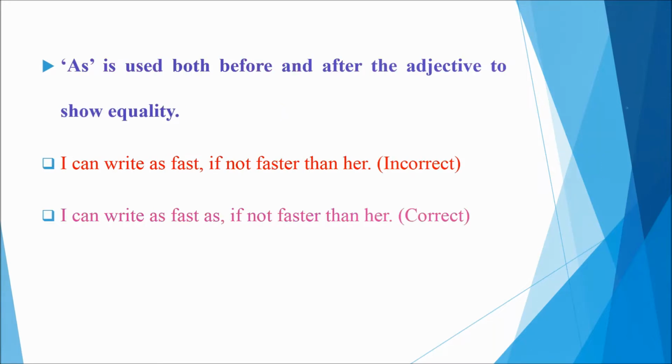The next rule is that as is used both before and after the adjective to show equality. Let me read it again. As is used both before and after the adjective to show equality. Let's see the first sentence. I can write as fast, if not faster than her. Is that correct sentence? No. The correct sentence is I can write as fast as, if not faster than her.